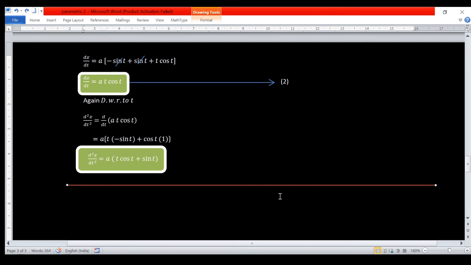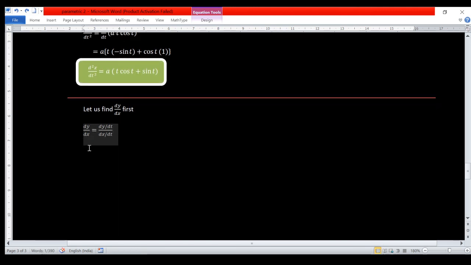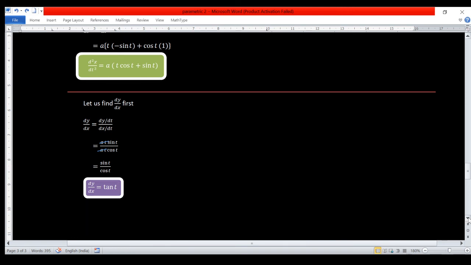Okay, this is one of our aims, to find dy/dx. So first we will find dy/dx. What is dy/dx? dy/dt whole divided by dx/dt. So we will substitute equations 1 and 2. What is 1? a t sin t, and 2 is a t cos t. So a t cancels, sin t by cos t. So the simplest form is dy/dx is equal to tan t.